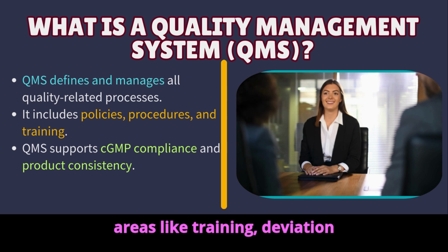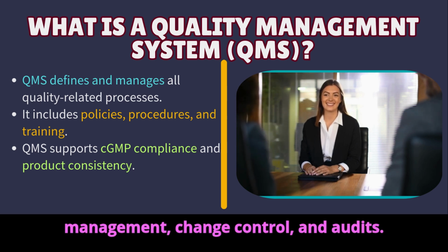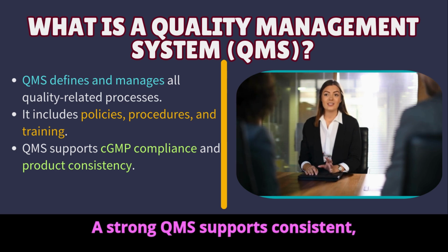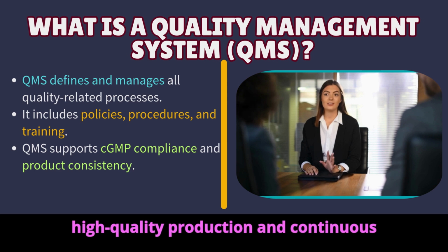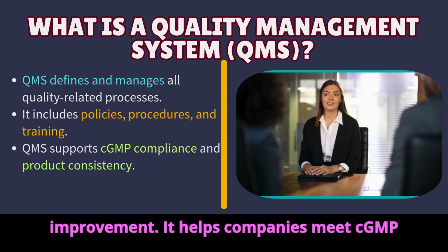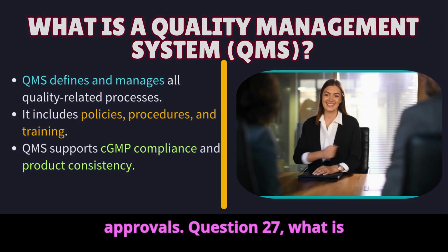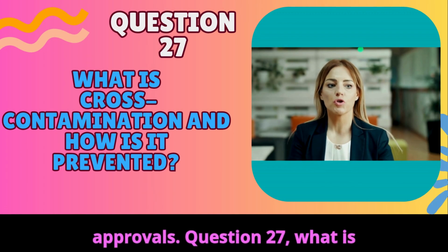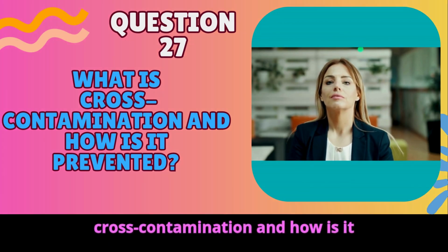QMS covers areas like training, deviation management, change control, and audits. A strong QMS supports consistent, high-quality production and continuous improvement. It helps companies meet cGMP standards and maintain regulatory approvals. Question 27. What is cross-contamination and how is it prevented?